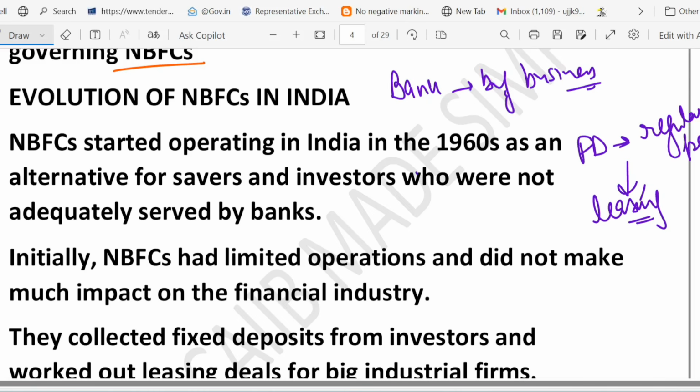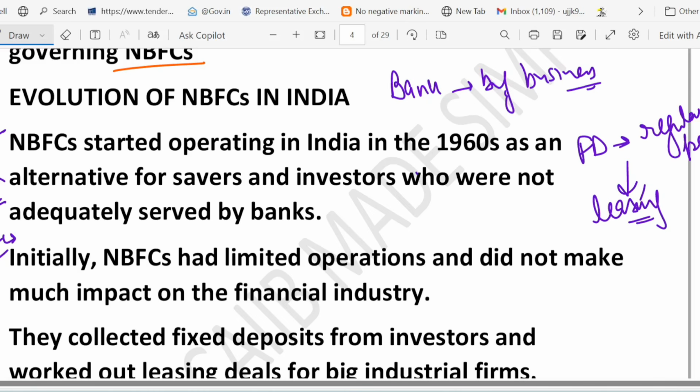For example, suppose a small factory is there, right? They could lease a machine. A small factory could lease a machine from an NBFC instead of buying it outright. So that is one service of leasing that NBFCs used to provide. A small factory has to get a machine. There are two options available, either to buy it or to get a lease. So they opted for leasing, right? That is the service which was provided by NBFCs.